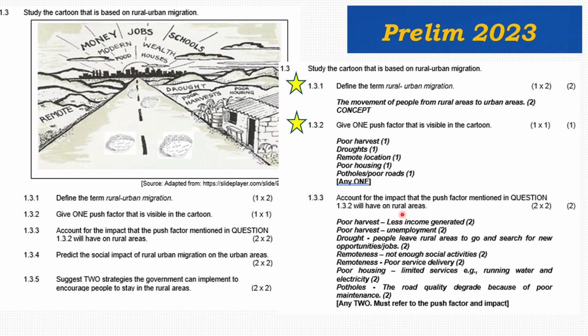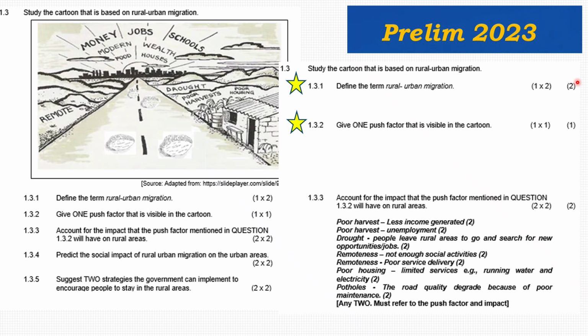These are the impacts of the push factors we have accounted for, right? Now, 1.3.4, we have to predict the social impact. Social refers to people. Economic refers to money. Environmental refers to nature, the physical environment. Now we are saying social impact of rural-urban migration. Social, think about people. How will rural-urban migration affect the people, right?